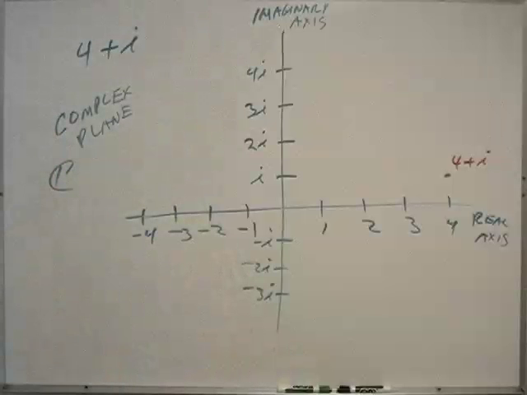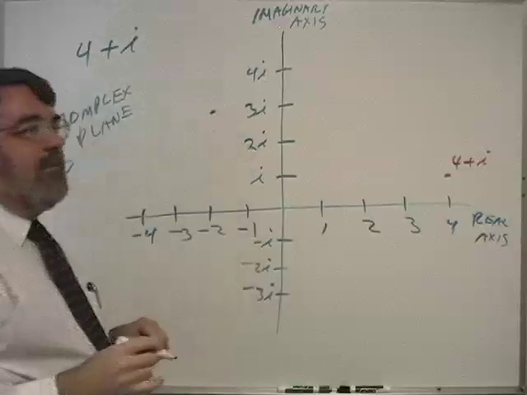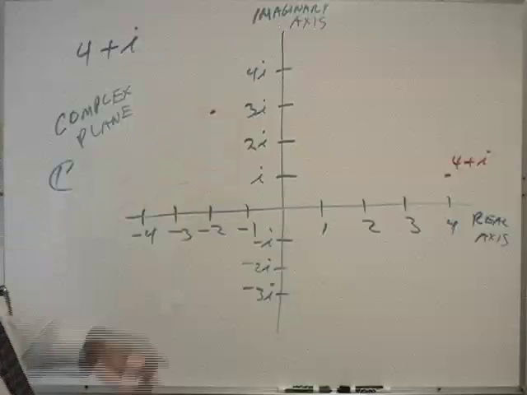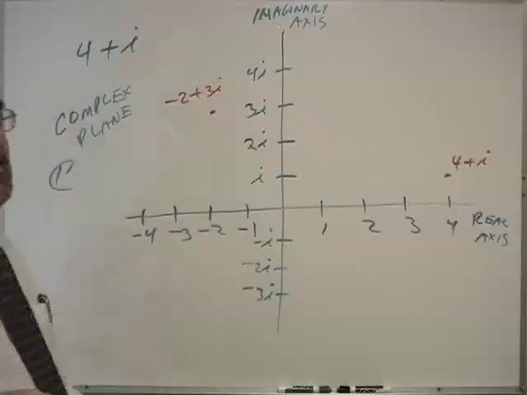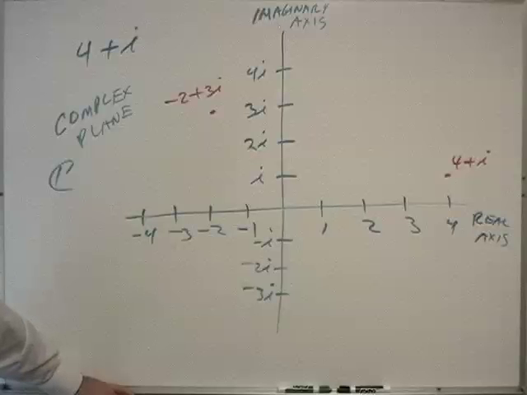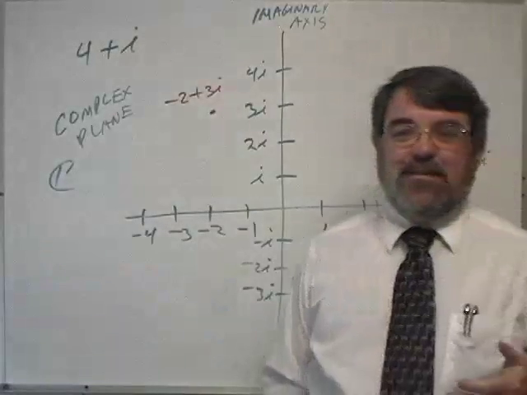All right, let me give you another number, and let's make it up here. What is that number? Well, it's negative 2 and 3i, so it's minus 2 plus 3i. All right, well, there they are. Now, it requires 2 dimensions to represent these numbers. So that's why I say they're 2-dimensional numbers.